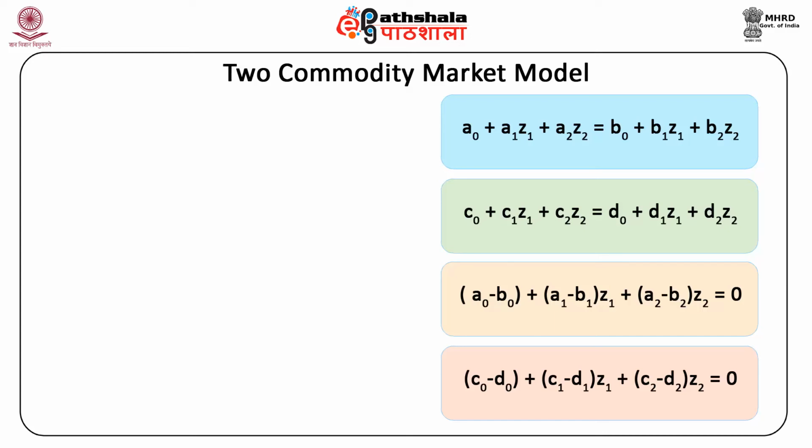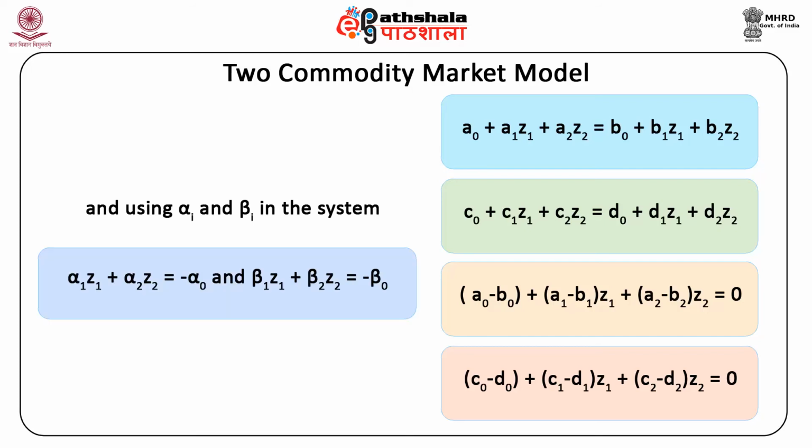Ci minus di is equal to beta i. For i equal to 0, 1 and 2, using alpha i and beta i in the system, we have alpha 1 Z1 plus alpha 2 Z2 is equal to minus alpha 0 and beta 1 Z1 plus beta 2 Z2 is equal to minus beta 0. This represents a linear system of two equations in two unknowns Z1 and Z2. The solution to this system gives the value Z1 and Z2 of equilibrium price of commodity 1 and 2.